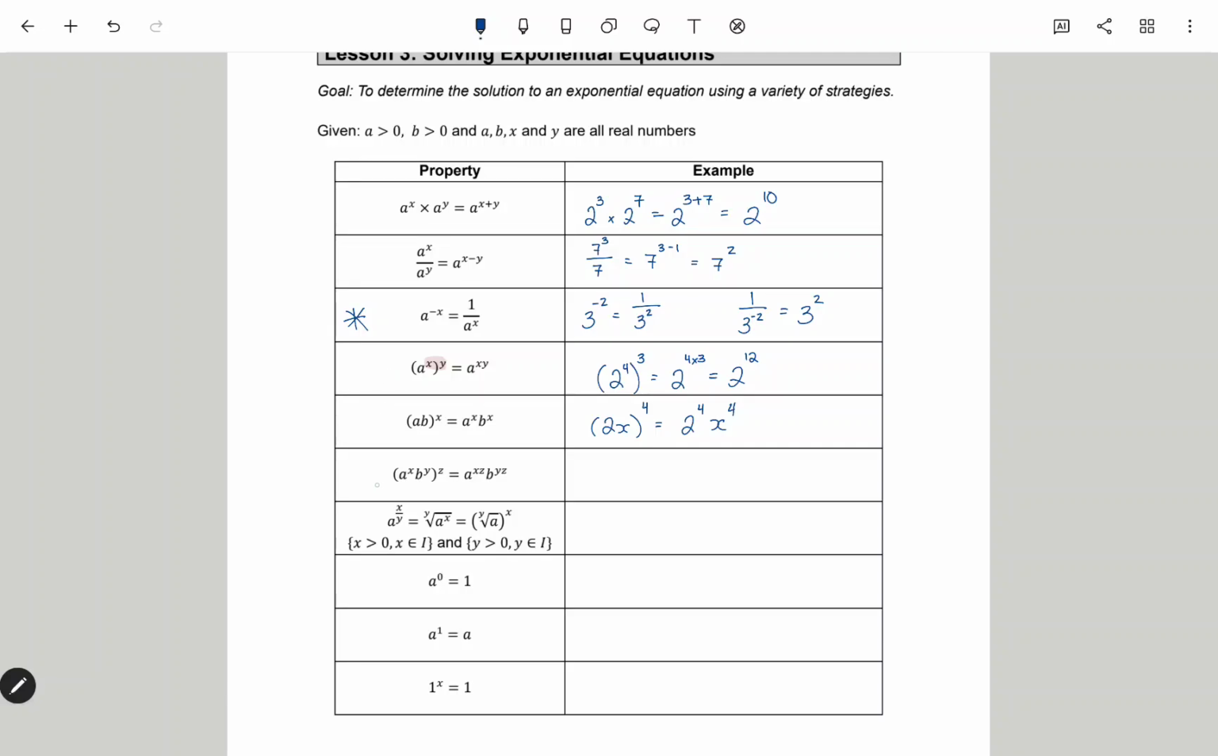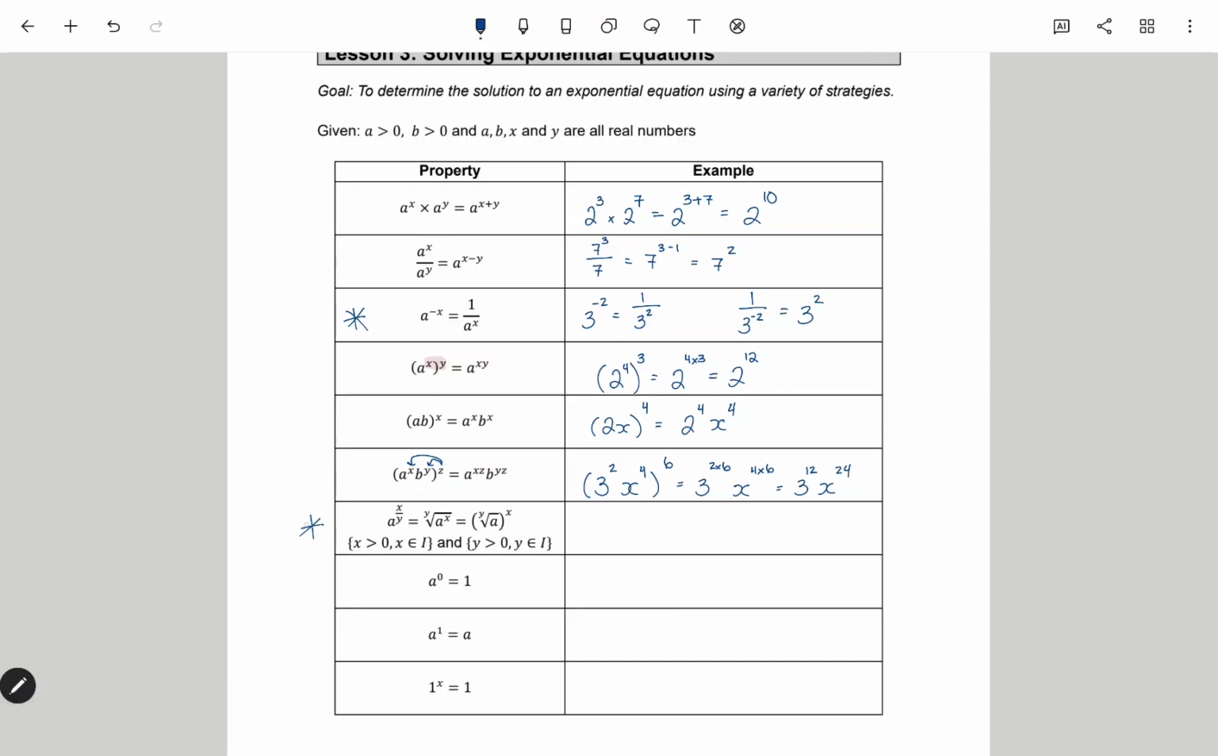Then if we combine those last two rules, so now I have a power to a power, and I have two bases. So that outside power gets multiplied into those inside powers. So if I had 3 squared x to the 4 all to the power of 6, this is going to become 3 to the 2 times 6, x to the 4 times 6, 3 to the 12 x to the 24.